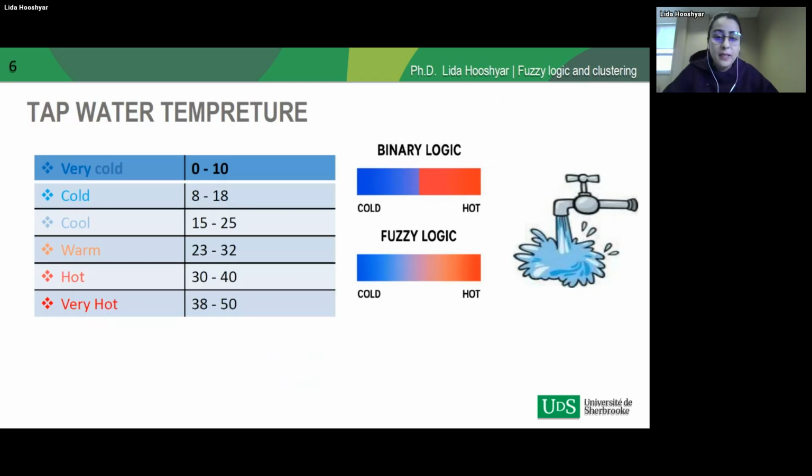One of the well-known examples for the fuzzy set is the temperature of the water. In binary logic, there are absolute values. If water is cold or hot, that is shown with the blue and red colors on the right side of the slide. But fuzzy logic, as I said, goes from 0 to 1. It starts from the tonality of the color, so it shows that kind of vagueness, that kind of uncertainty. It is not absolute values.